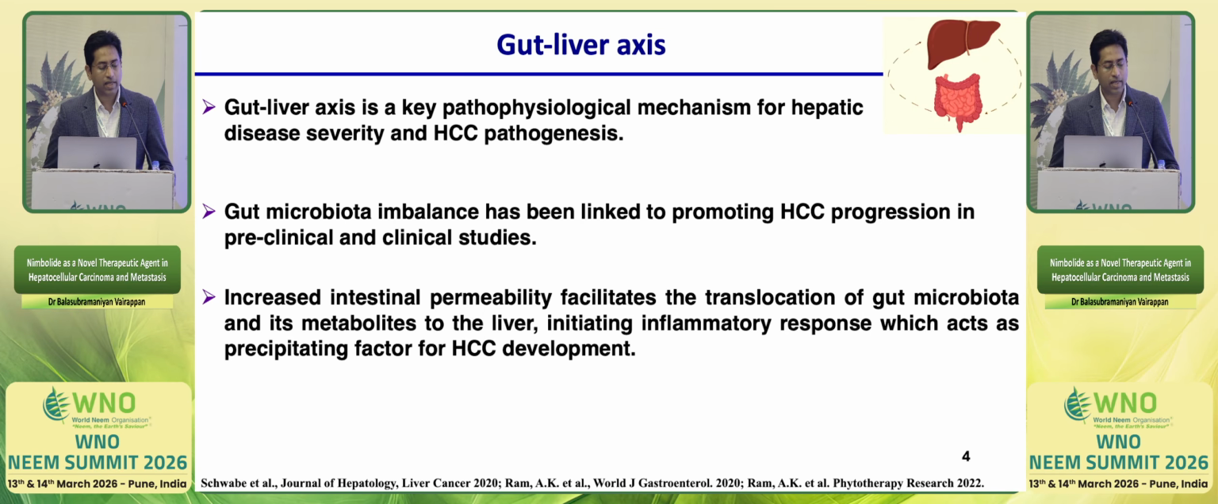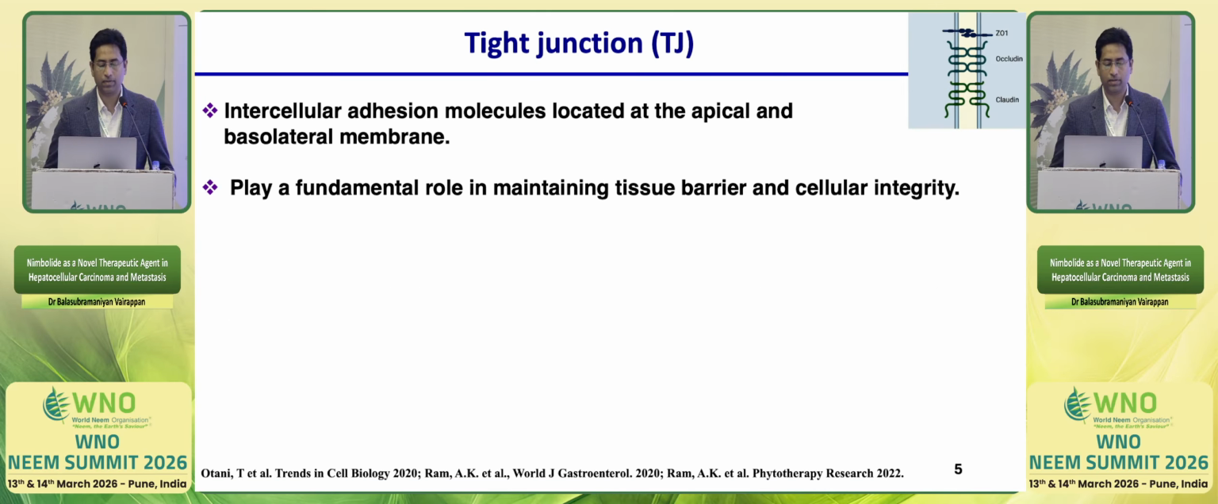The gut-liver axis is a key pathophysiological mechanism for hepatic disease severity and HCC pathogenesis. Gut microbiota imbalance has been linked to promoting hepatocellular carcinoma progression in preclinical and clinical studies. Increased intestinal permeability, bacterial translocation, and increasing inflammatory conditions are the key precipitating factors for HCC development.